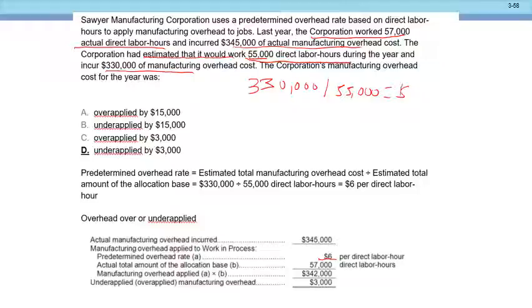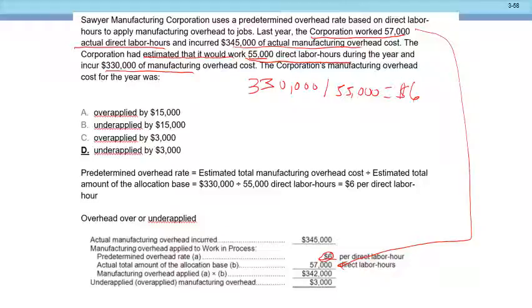Do I have a second on that calculation? That gives me the $6? Okay, good. I've got this $6 now, and so what do I do? I take that $6 right here and I multiply it times the actual hours that they worked for the period, didn't I? That's the actual hours that they worked because I apply it based on the actual hours.